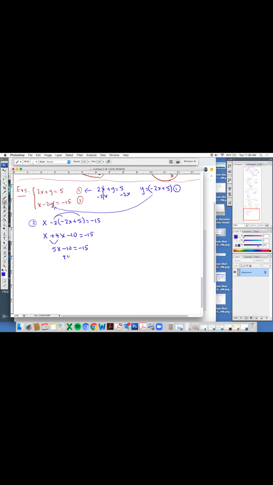Add 10 to both sides. Cross it out. 5x equals negative 5. Divide both sides by 5. We get x equals negative 1. Yay, we're halfway there. Actually, we're more than halfway there, so this part is the longer one. I got x is negative 1. Okay, anybody else get there? We got x equals negative 1.